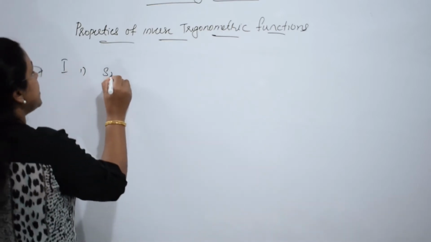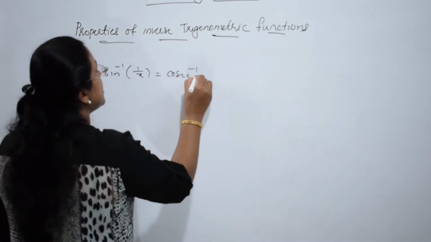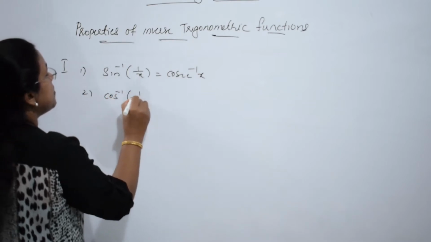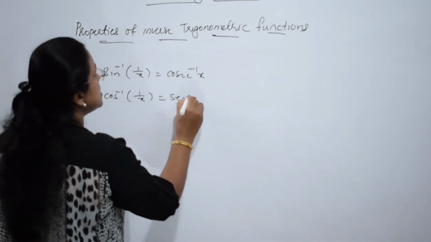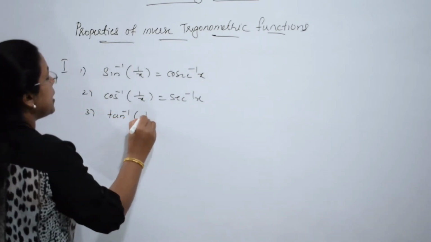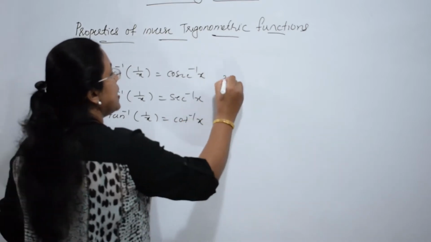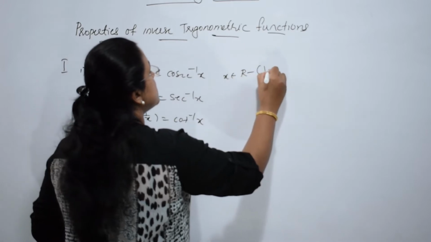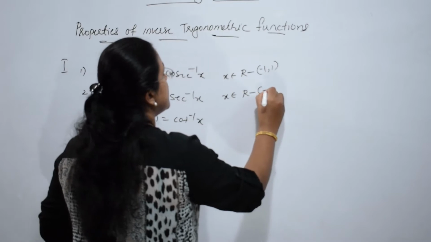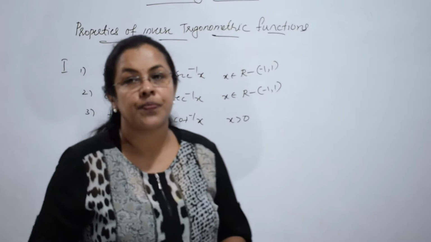is sine inverse 1 by x is equal to cosec inverse x. Then cos inverse 1 by x is equal to sec inverse x, and tan inverse 1 by x is equal to cot inverse x. Here x is an element of R minus (-1, 1). Here also x is an element of R minus (-1, 1), and here x is greater than 0.